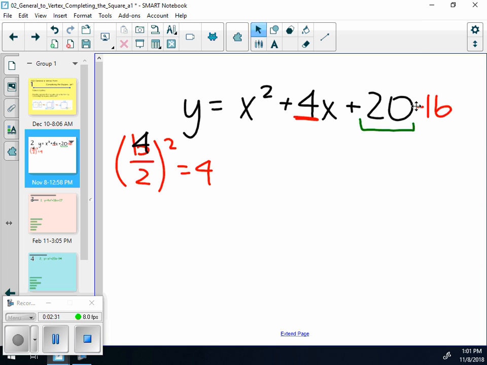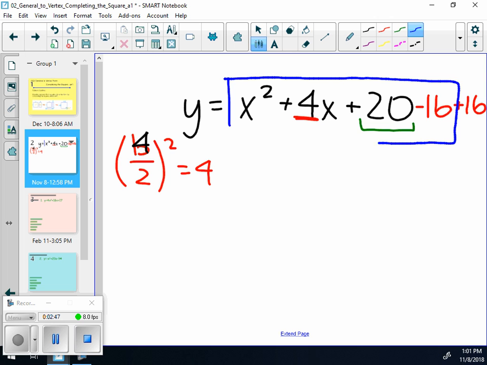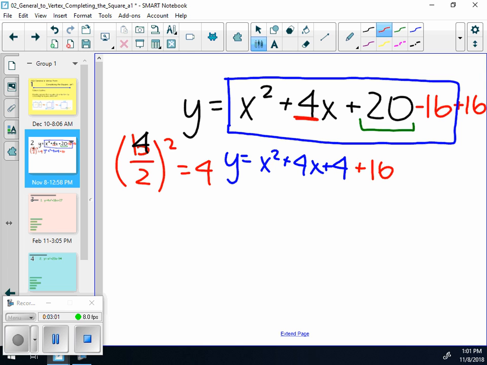But, Anna, if we subtract 16, what else must we also do? We must also add 16 so we don't actually change the equation. Okay? Looks like nonsense now. But if we group just this first part and set that plus 16 aside for now, we will get our equation of x squared plus 4x plus 4, and then there'll be just a plus 16 hanging out over here. And then we can factor this.